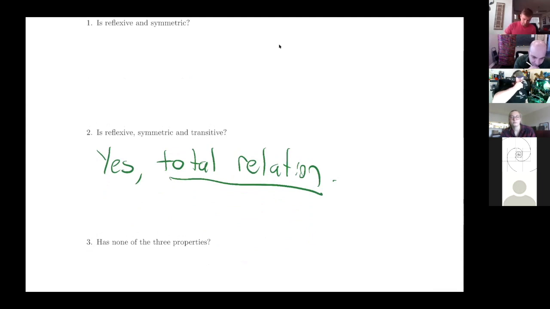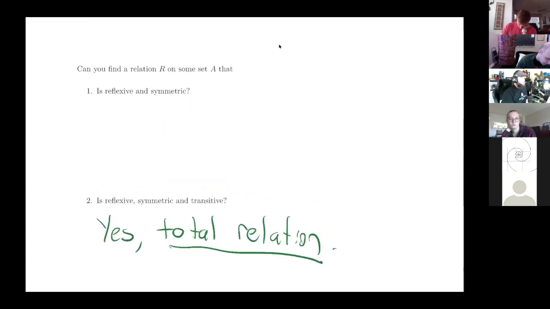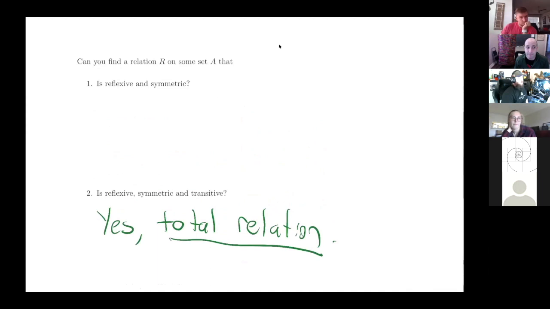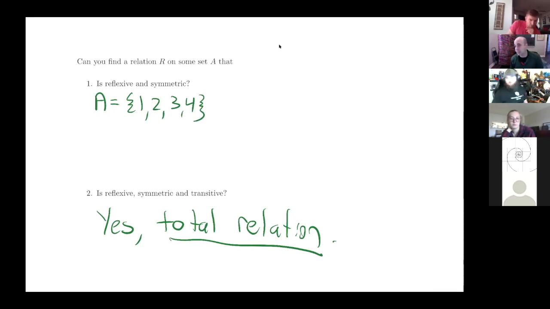We want to think about what is something that has none of the three properties, or only two of the properties. These are a little bit trickier to think about. So here's what I'm going to do. I'm going to just split us up into discussion rooms.